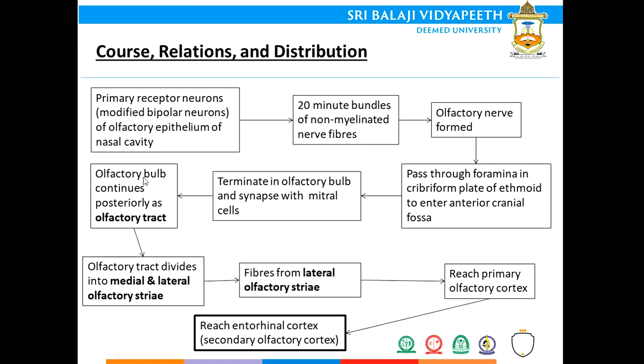Now this olfactory bulb will continue posteriorly as the olfactory tract. This olfactory tract will divide into medial and lateral olfactory stria. Now remember, the fibers from the lateral olfactory stria will go to the primary olfactory cortex, and from the primary olfactory cortex it will reach the entorhinal cortex, which is known as the secondary olfactory cortex. So this is where they will ultimately be going.